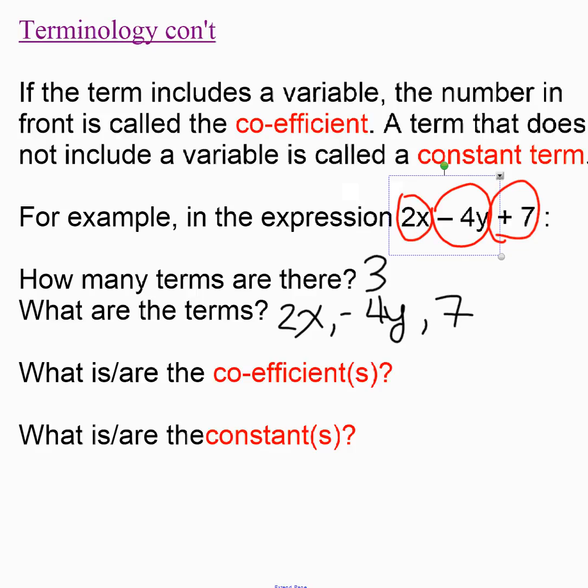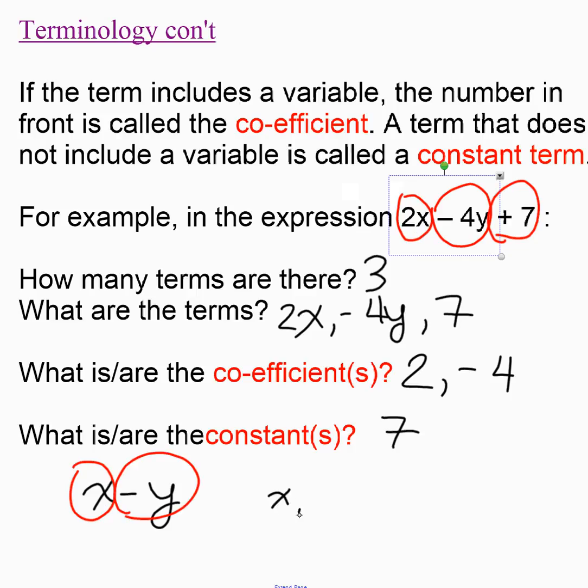So for these terms, the coefficients then, the first one, the coefficient of that term is 2, and the coefficient of that term then is negative 4. The constant in this case is 7. Now, one thing to be careful of, if I wrote x minus y, for example, there are 2 terms. The 2 terms are x and negative y. So those are the 2 terms.